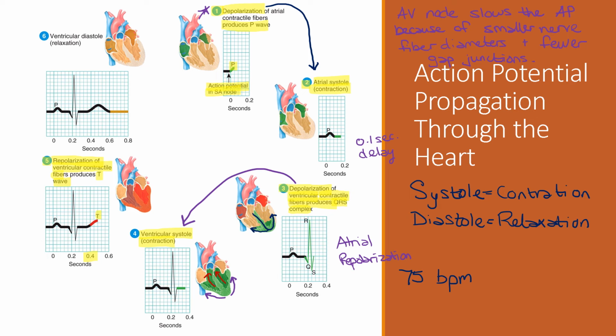Now shortly after the T wave begins, the ventricles start to relax. So then we get that ventricular diastole, that relaxation. So again, just like we get depolarization that's followed by contraction, in the same way we're going to get repolarization followed by relaxation. So the action potential flows through the muscle fibers and that produces contraction. It doesn't happen at the exact same time.